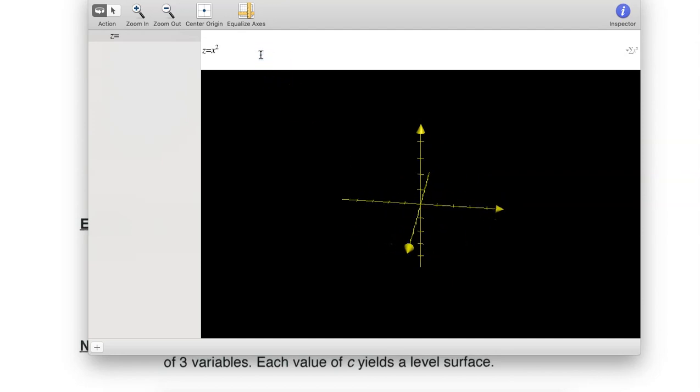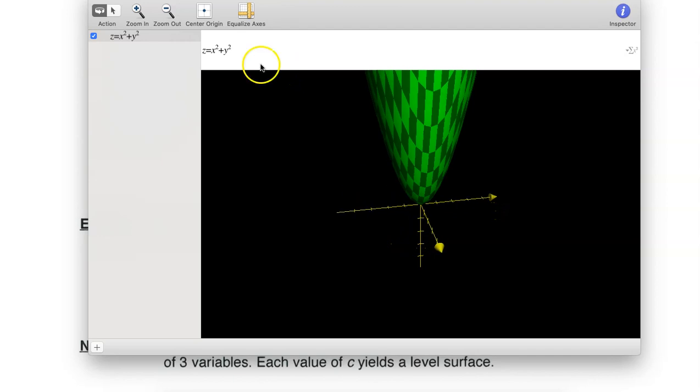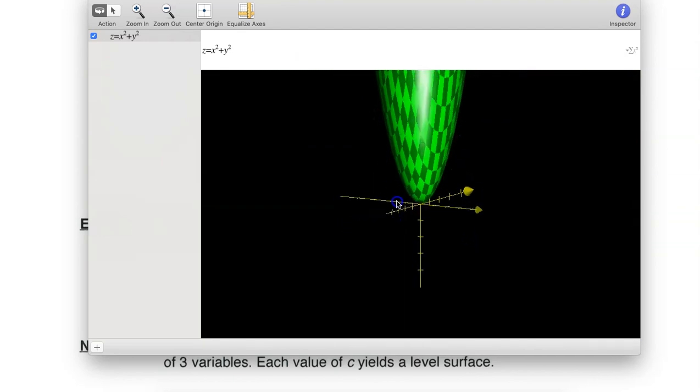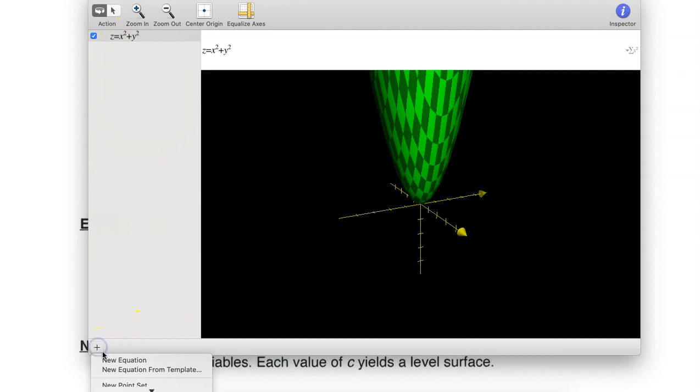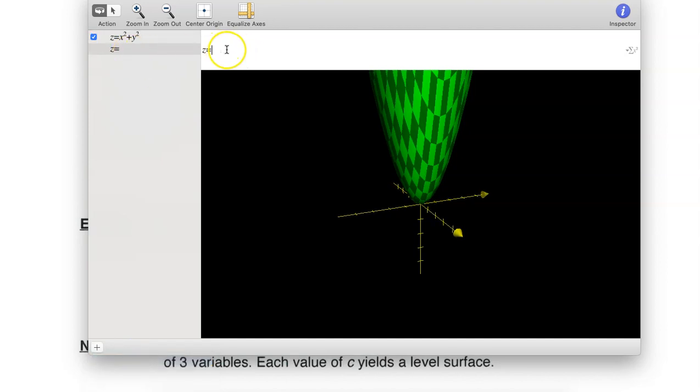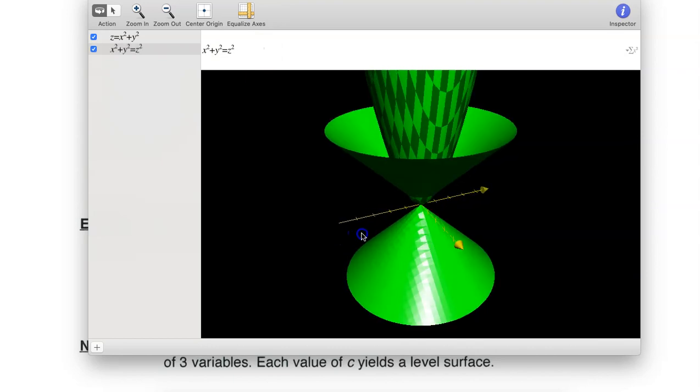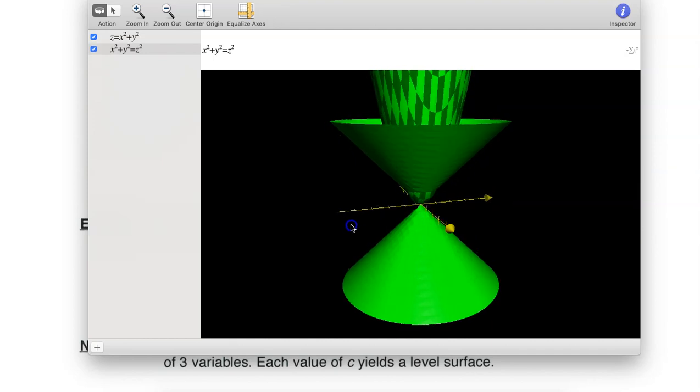So if I say x squared plus y squared, you can see the paraboloid. And you can zoom in and zoom out. If you want to sketch another function, then you go to the plus down here, new equation. There's going to be times where it's going to be useful to do a new equation from template, a new equation that just offers you another option. Notice that it starts with z equals, but if you type x squared plus y squared equals z squared, it also gives you that, there's no problem in that. It can handle anything. It doesn't have to be an explicit expression.